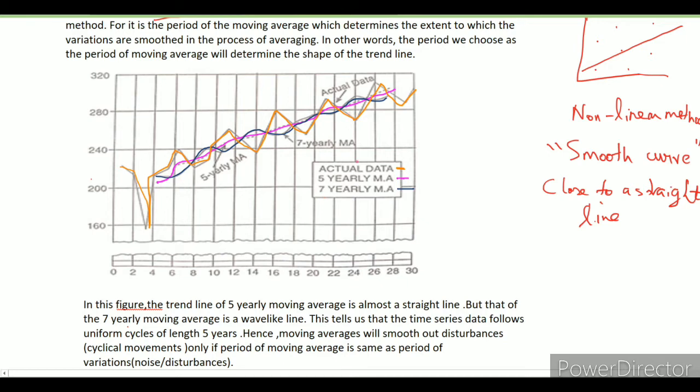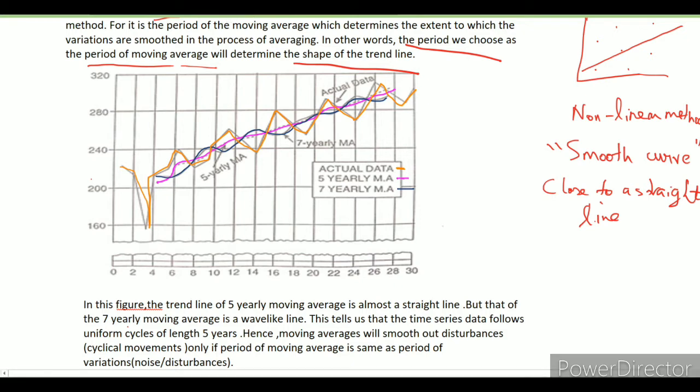Okay, so this tells us that if you want to have a smooth trend, or if we try to find a smooth trend, we should use a 5-year moving average. So the choice is important because the period we choose as the period of moving average will determine the shape of the trend line.